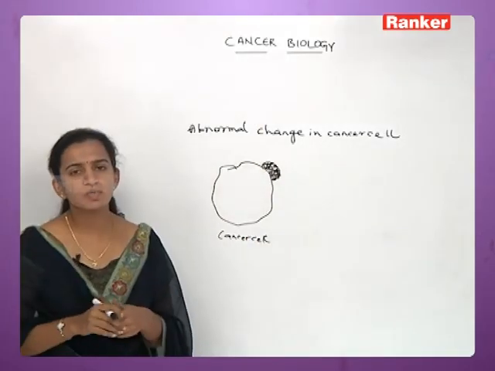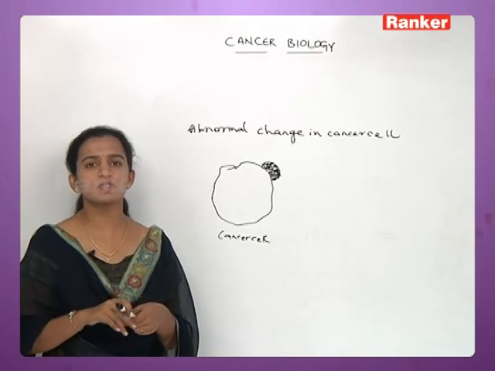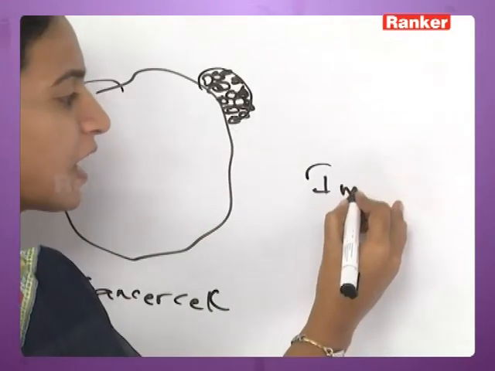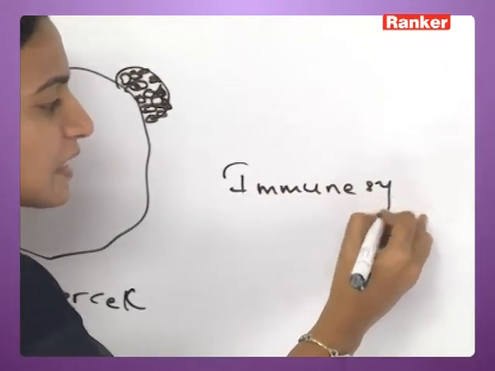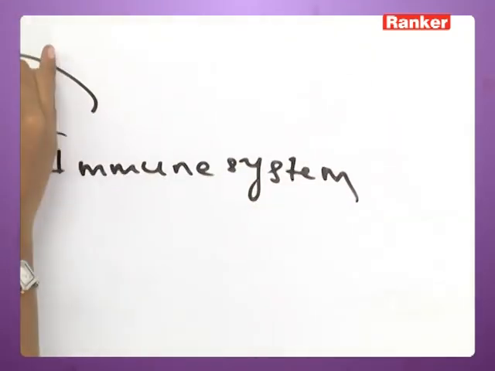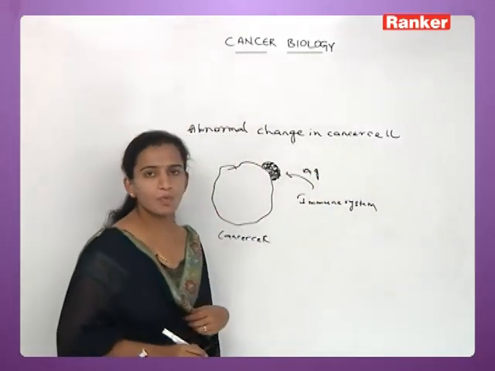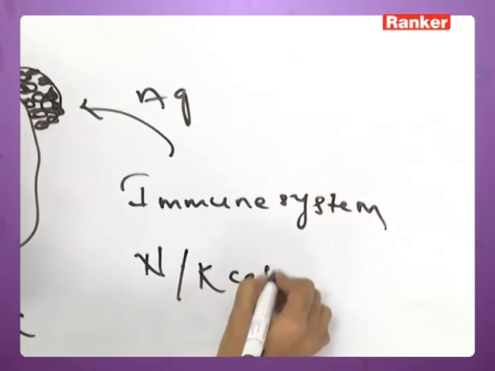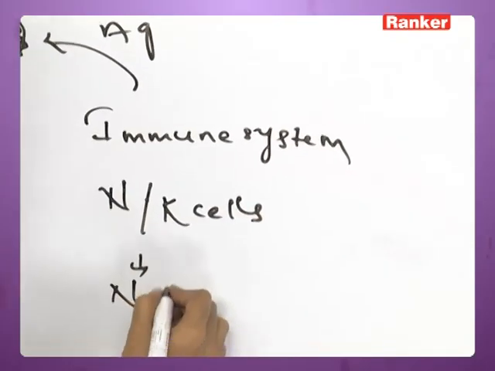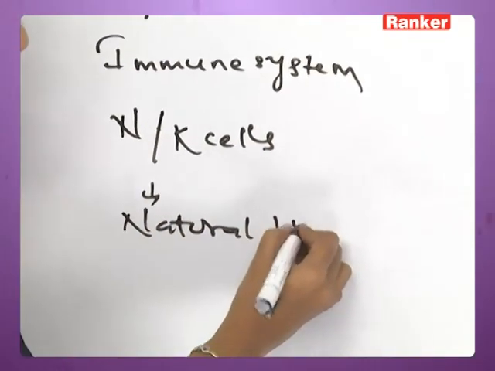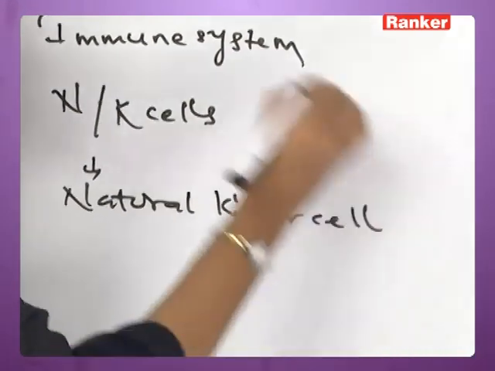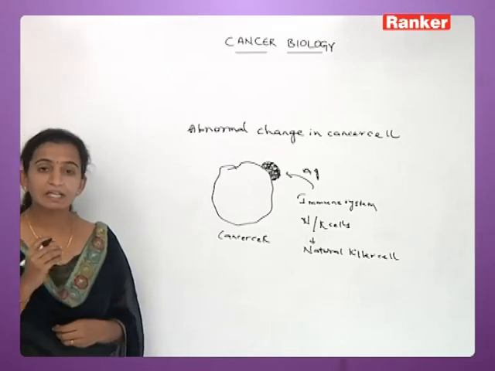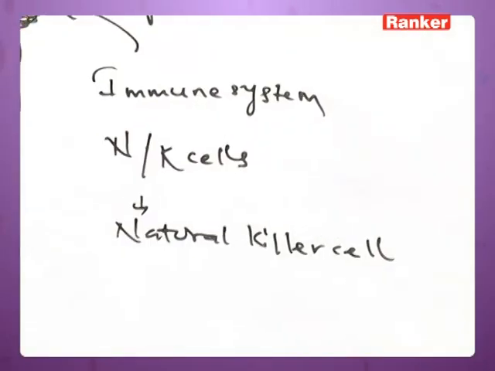Now we have an immune system. Don't you think our immune system is going to work here? Yes, the immune system we have recognizes this as an antigen with the help of natural killer cells, or NK cells. NK cells are nothing but natural killer cells. These are one part of the immune system. So here the natural killer cells recognize this as a cancer cell.